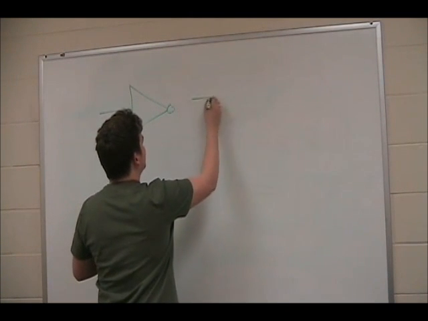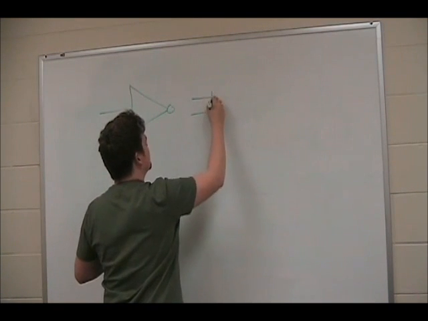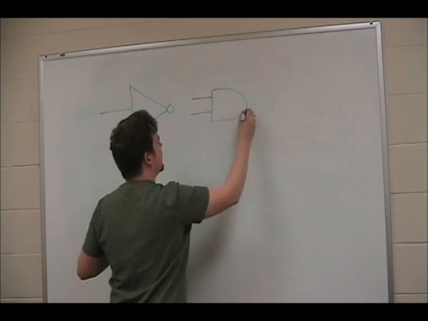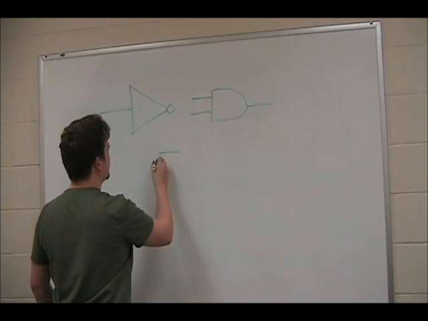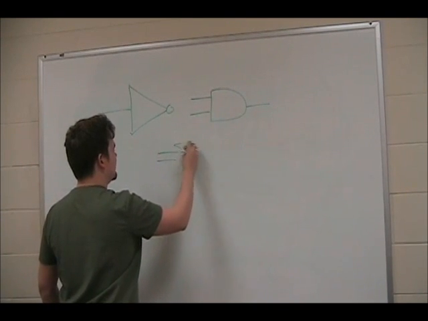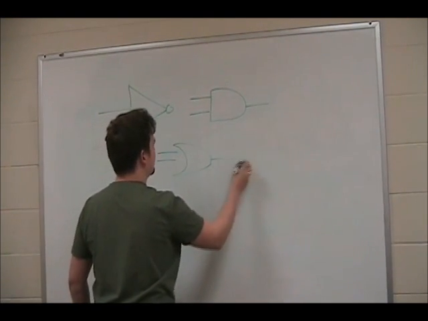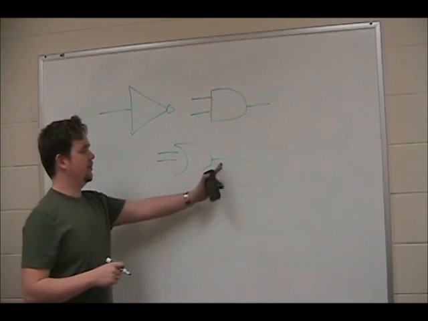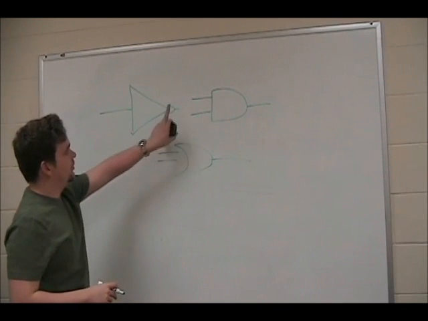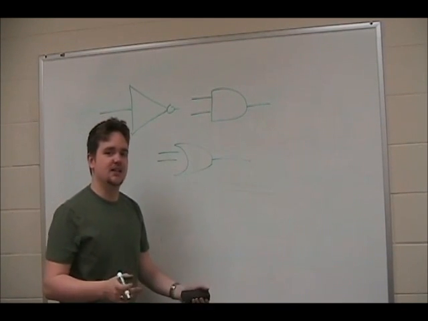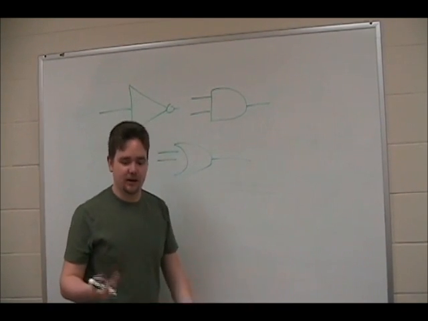The AND gate, which has at least two inputs and one output. We're also going to talk about the OR gate, which is pointier, which has at least two inputs and one output. I forgot to mention the NOT gate has only one input and only one output. So we're going to talk about each of these, and we're going to get back to how they relate with binary numbers.